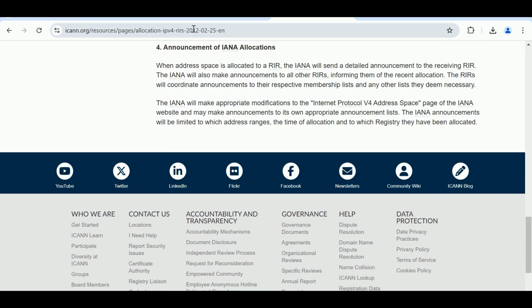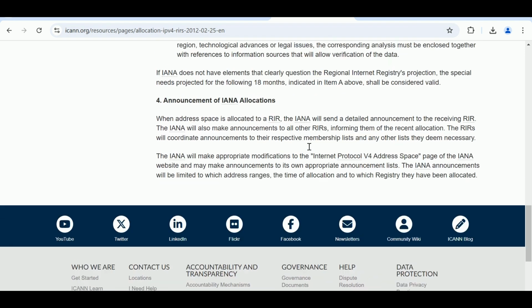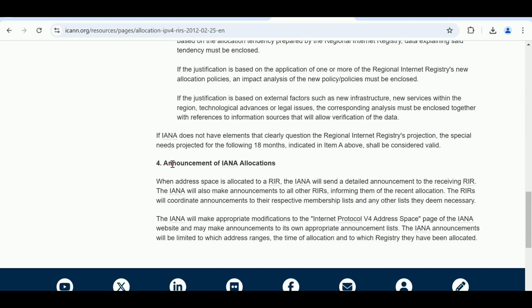So I'll add this also in the description, so please go through that, it will be useful. Now, announcement of INA allocations. Once INA makes any entry, let's say for the Asia Pacific RIR, if they are issuing a /8, they will make announcements to all the other RIRs in the world, so that nobody will reuse that particular /8 subnet. Okay, and INA will also maintain some sort of book where they will make these entries.